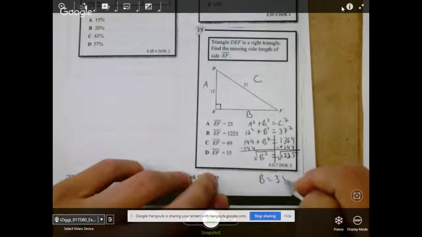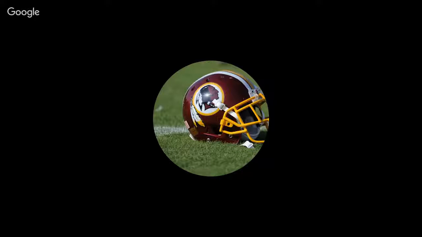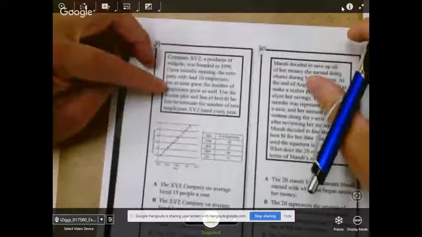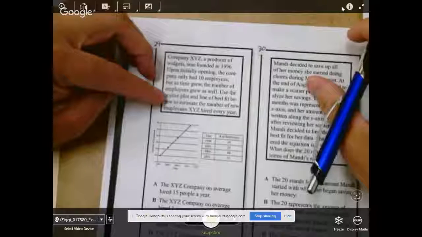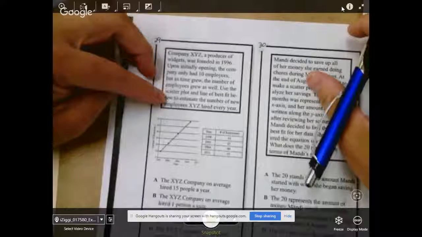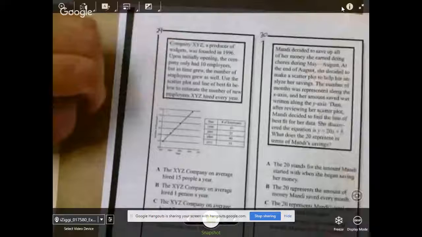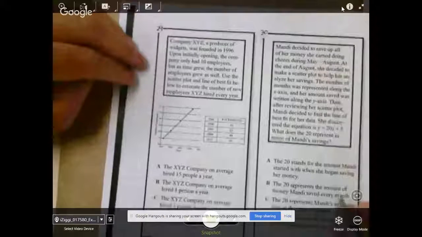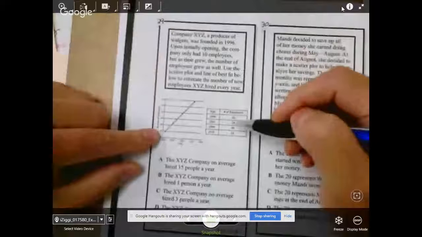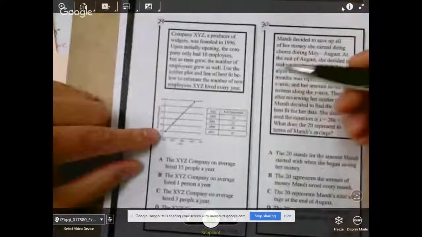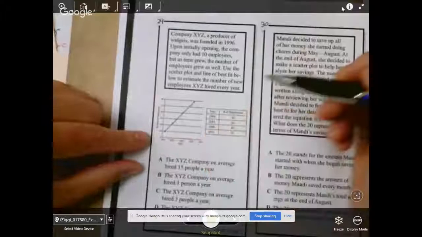29, company A, a producer of widgets that was founded in 1996, initially had some employees, but as it grew, the number grew as well. Use a scatter plot and line of best fit to estimate the number of new employees hired every year. So actually, they give you a scatter plot, the line, and then they give you the table that goes with it also. This table and this line are the exact same thing. Look, in 1996, there's 10. 2000, there's 25, right? So it's the same information.